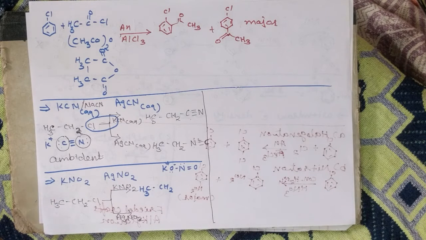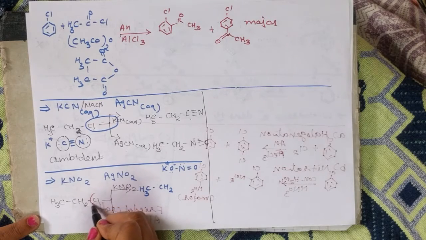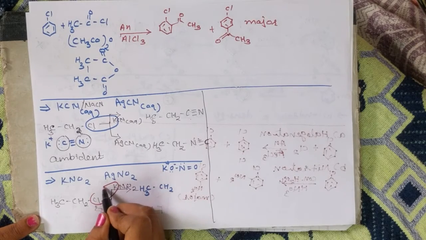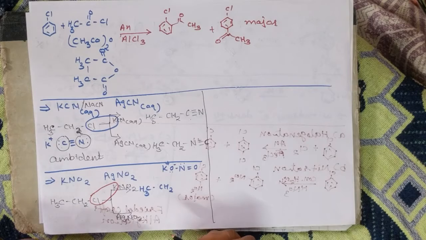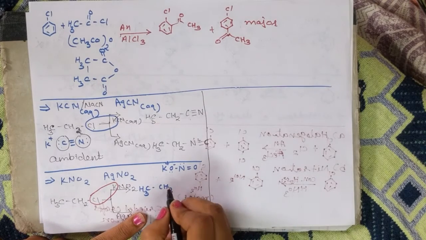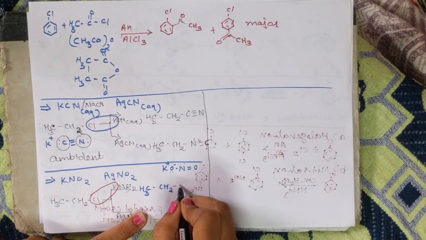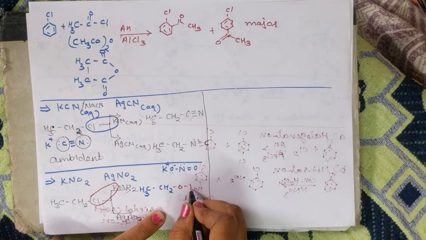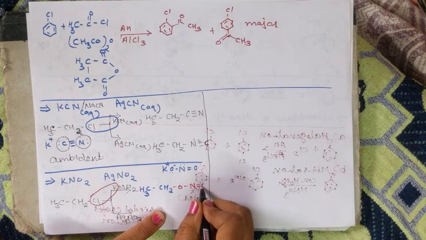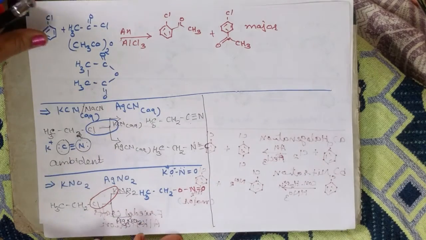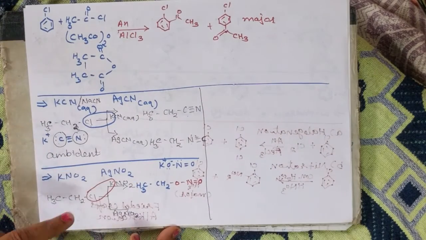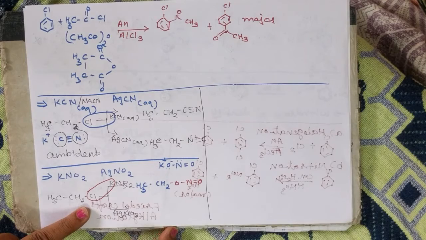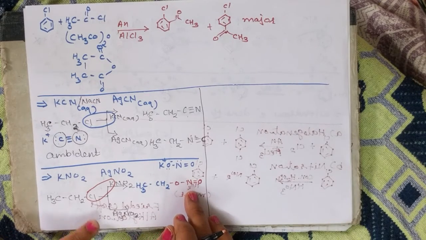So here K and Cl, K plus and Cl minus go out, so here the bond is a C-O bond. The bond formation occurs with the C-O bond and double bond O. It is known as ethyl nitrite.